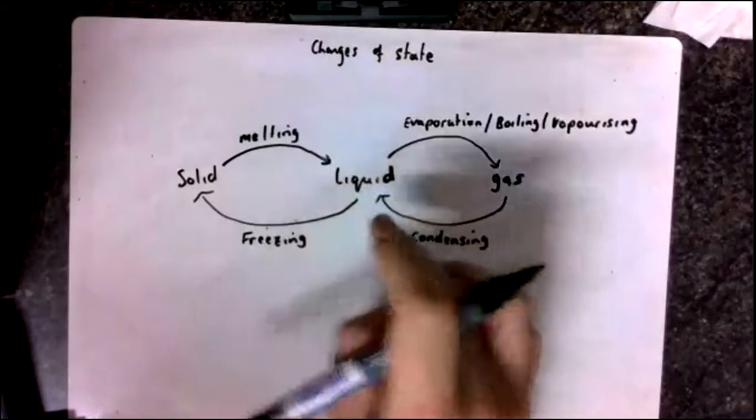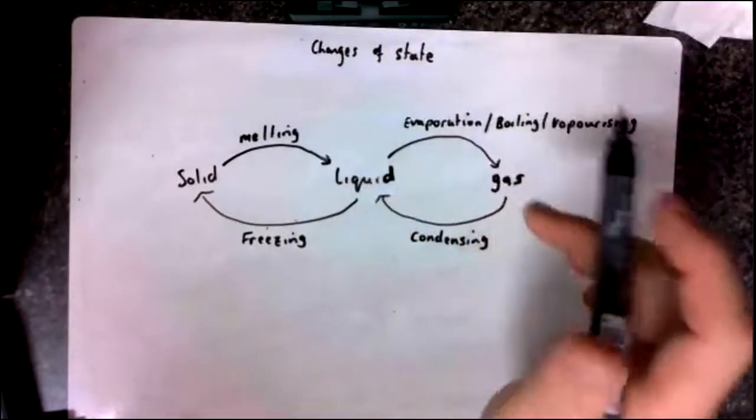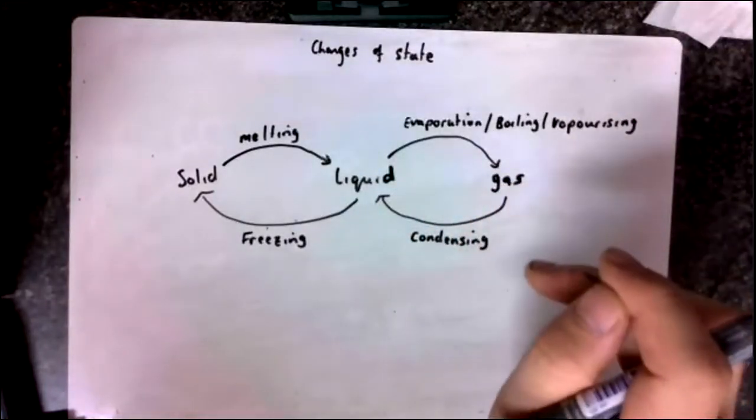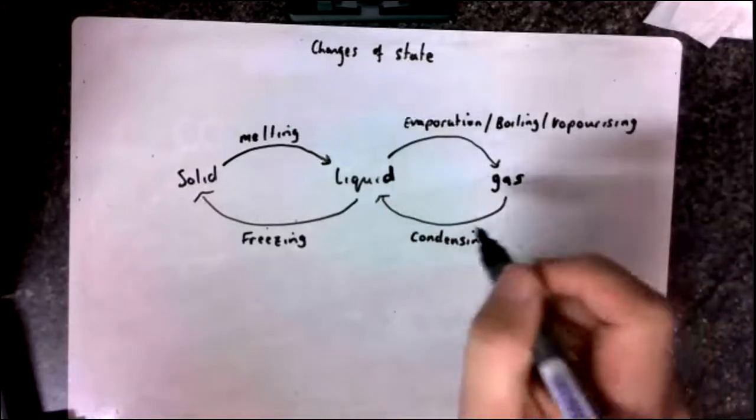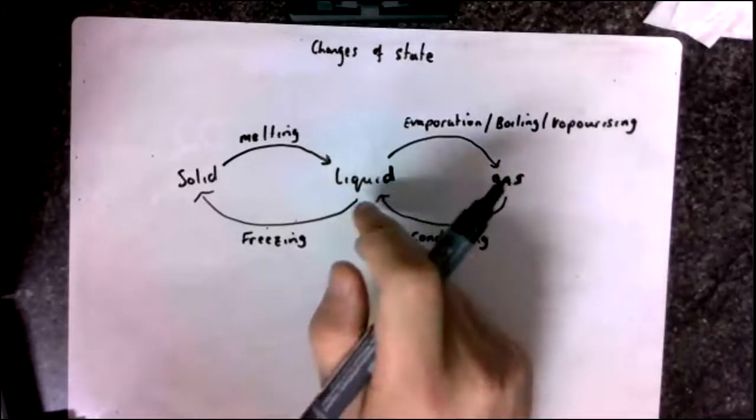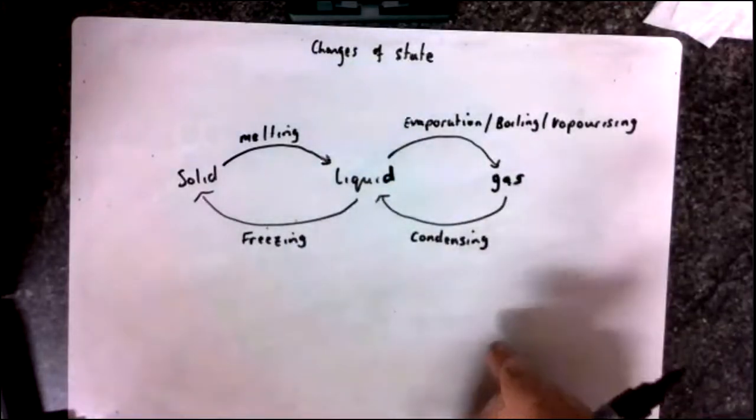Solid to liquid is melting. Liquid to gas is evaporation, boiling, or vaporizing. Gas to liquid, this is the hardest one. We call this condensing. And liquid to solid, we generally talk about freezing.